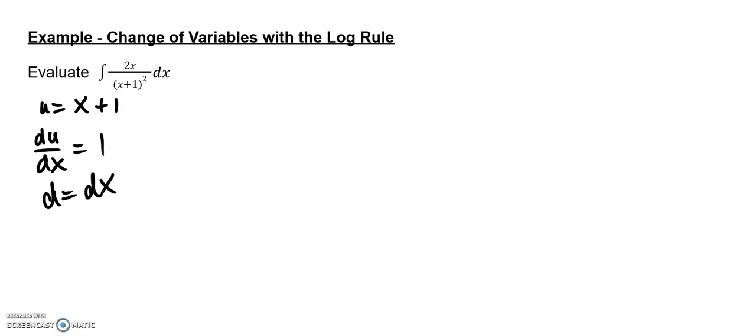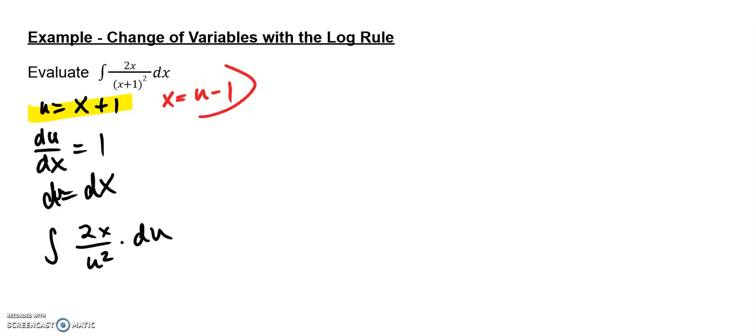And when we plug that back in, you'd have 2x over u squared times du. And we still have that pesky little x, and that's where you have to get creative and solve for x. So x would be u minus 1. So pick up from here, see what you can do substituting the u minus 1 in there, and see if you can figure out how to integrate this.